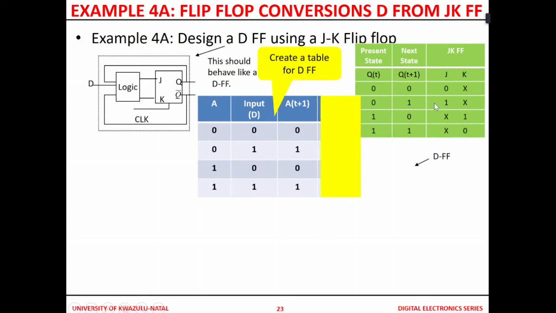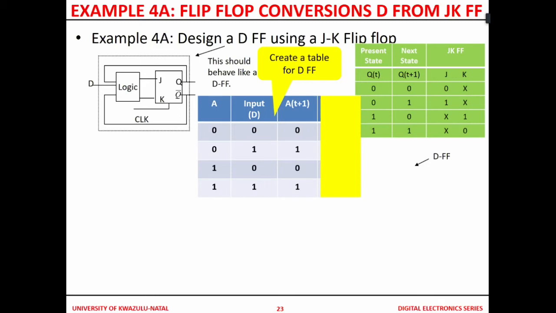You've got the excitation table here, the values of J and K for you to make a transition from 0 to 0, to remain in memory. What should JK be? You come here, 0 to 0, J should be 0, K should be don't care. Let's do it to completion. Continue. You will really enjoy it when you do it by yourself.